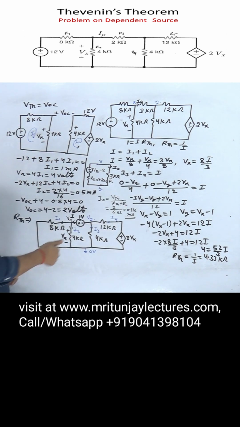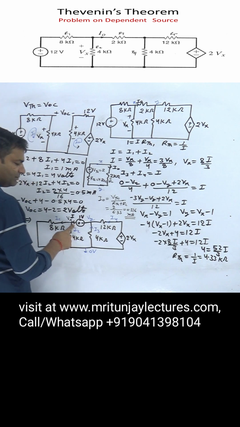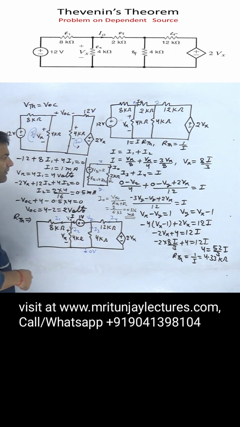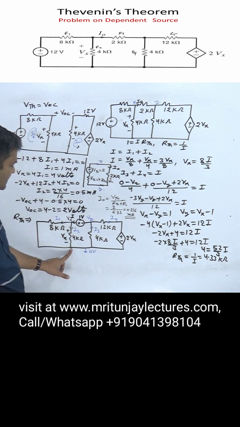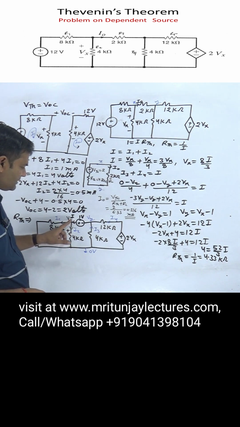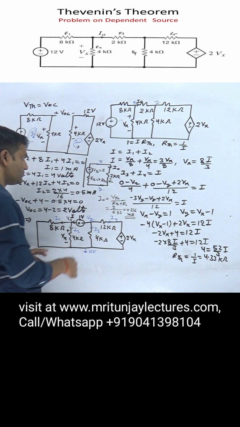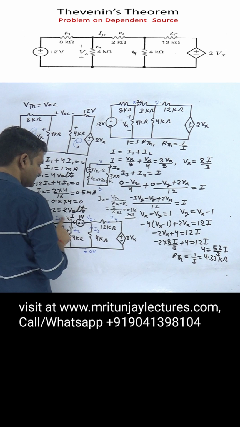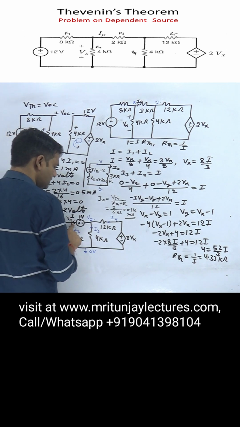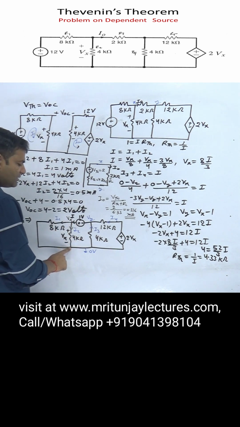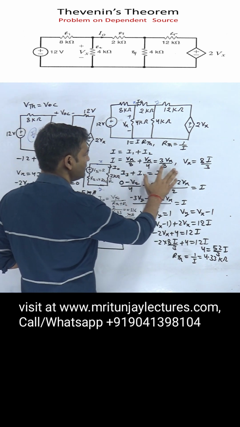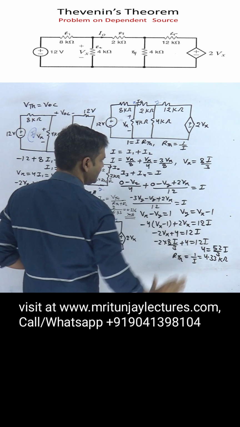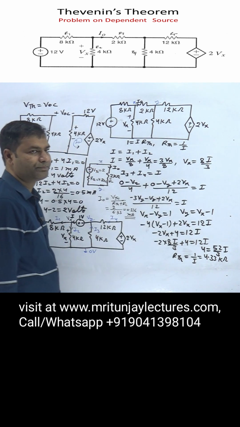So how can we determine it? Apply KCL at that node. I equals I1 plus I2. If this one is 0 volt, then this one is Vx. So I equals I1 plus I2, where I1 is Vx minus 0 divided by 8 and I2 is Vx minus 0 divided by 4. Put these values and solve. We get Vx in terms of I as 8I divided by 3.